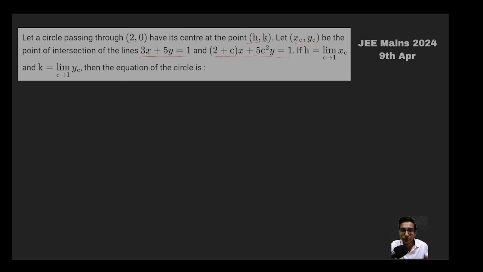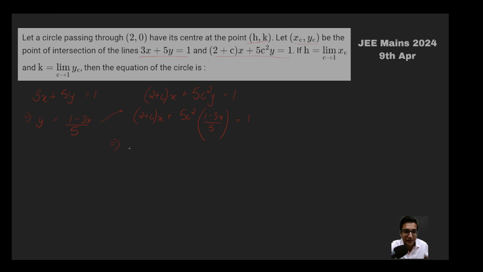So let us first try to find out information about xc and yc. They've given us two lines, 3x plus 5y is equal to 1, and the other one is 2 plus cx plus 5c square y is equal to 1. So what we can do is, let us take any one value from this equation and put it in the other, and then try to find out the value of x and y. So from here what can we say? y is equal to 1 minus 3x by 5. So let us put this value here. What do we get? 2 plus cx plus 5c square times 1 minus 3x by 5 is equal to 1.